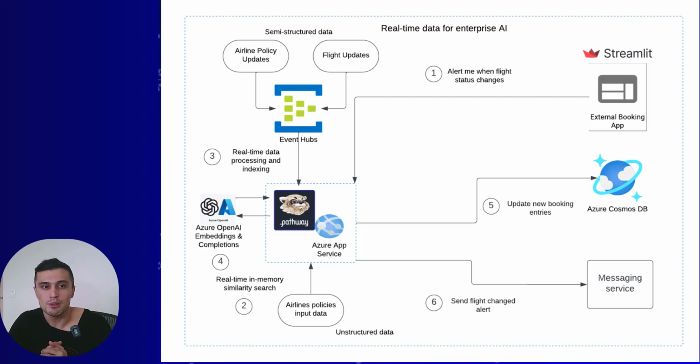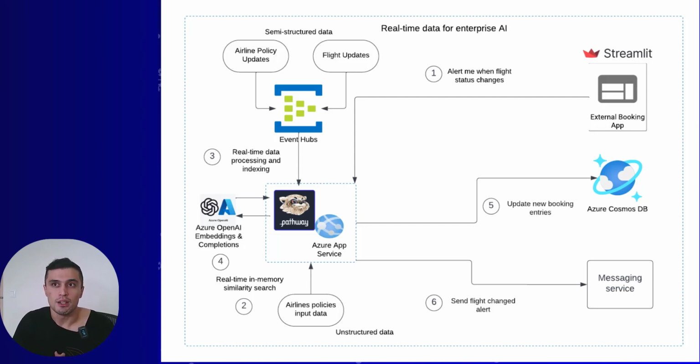What I would like to achieve in this application: I have a front end on Streamlit that provides some features like the chatbot. I can say to this chatbot, please alert me when the flight status changes. And then this alerting mechanism is enabled by using the LLM application on the Pathway side.